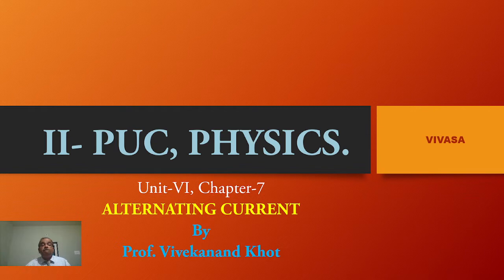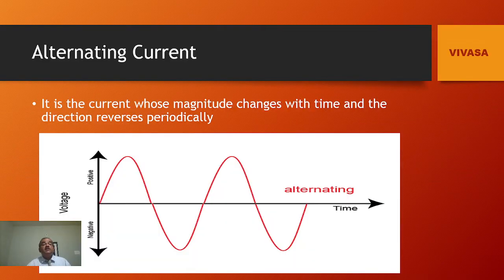Today let us discuss Unit 6, Chapter 7, Alternating Current. First of all, we discuss what is alternating current. Alternating current is the current whose magnitude changes with time and direction reverses periodically.